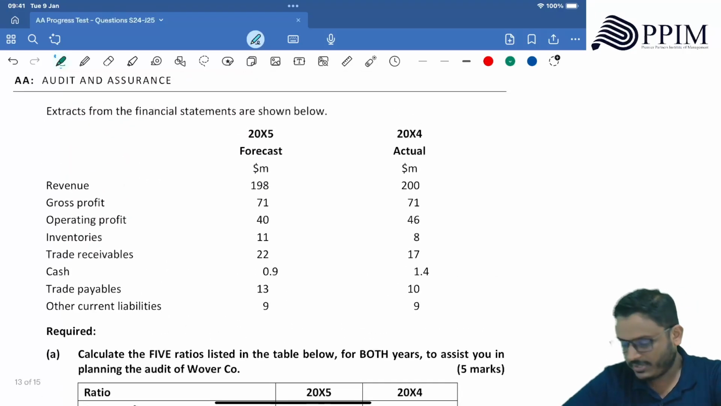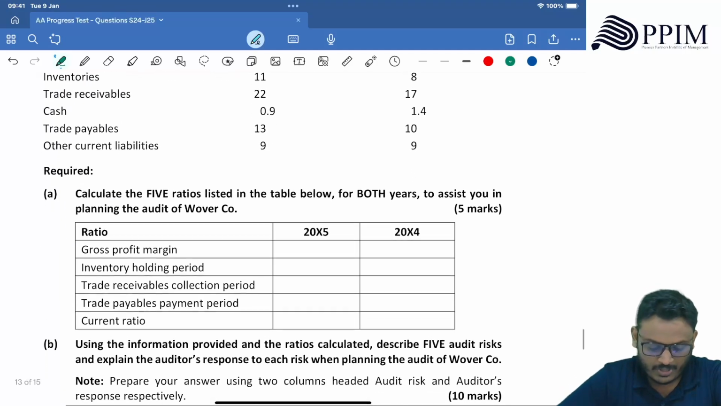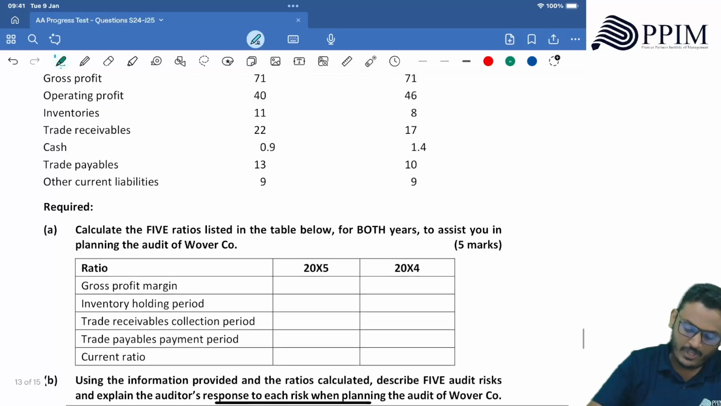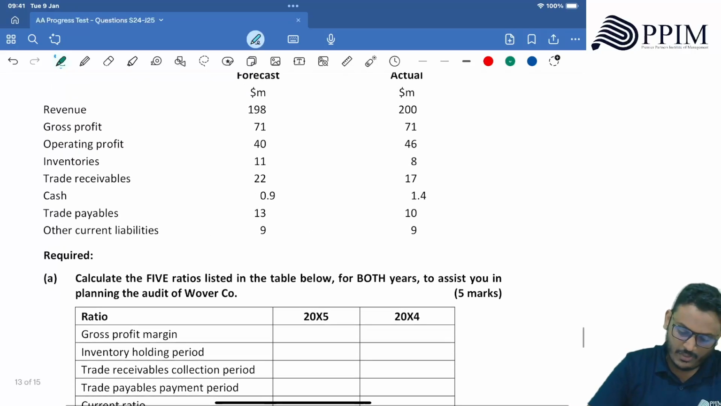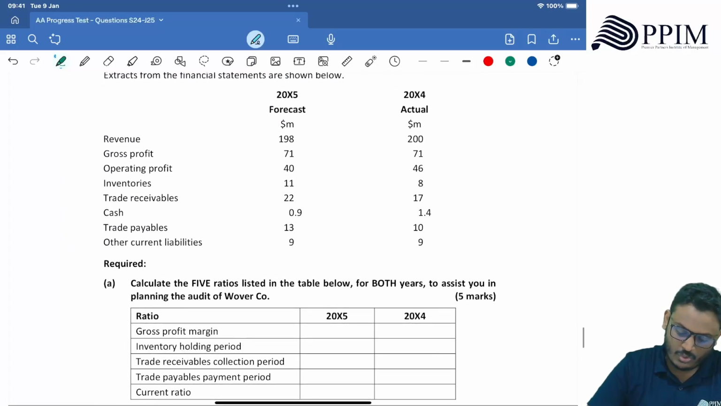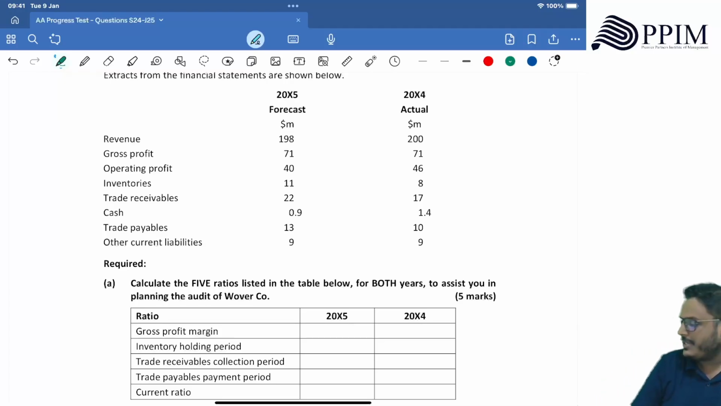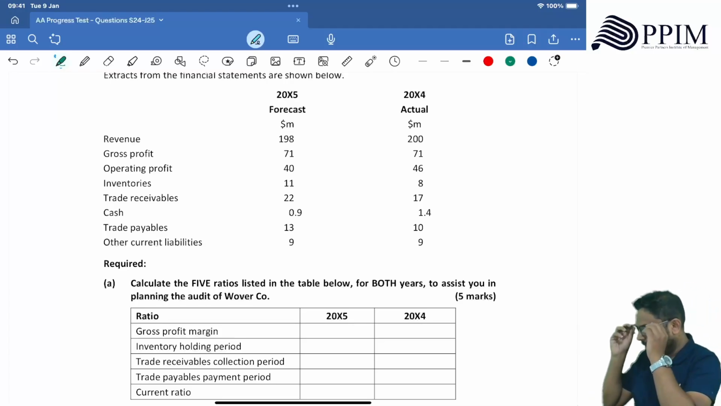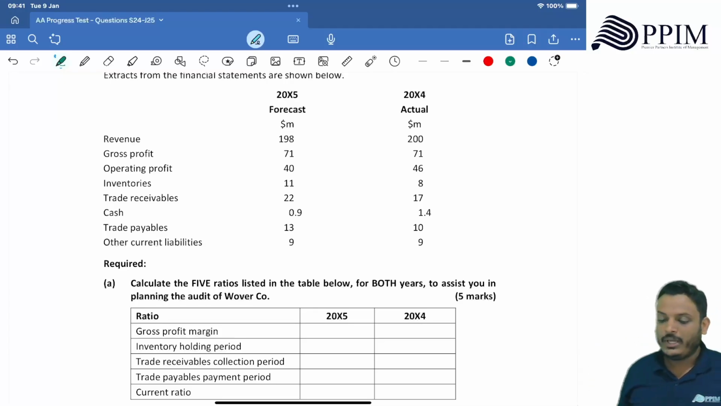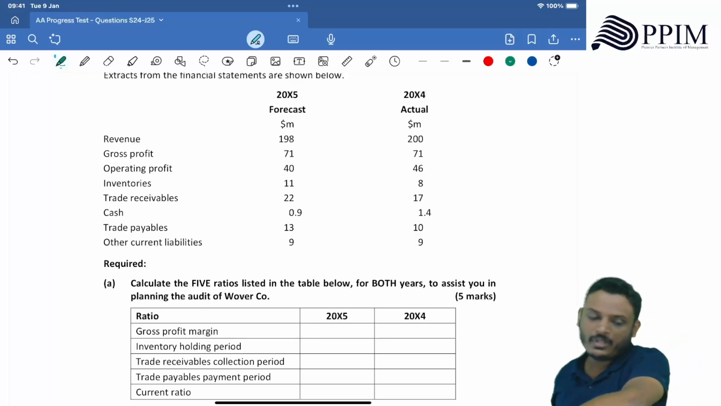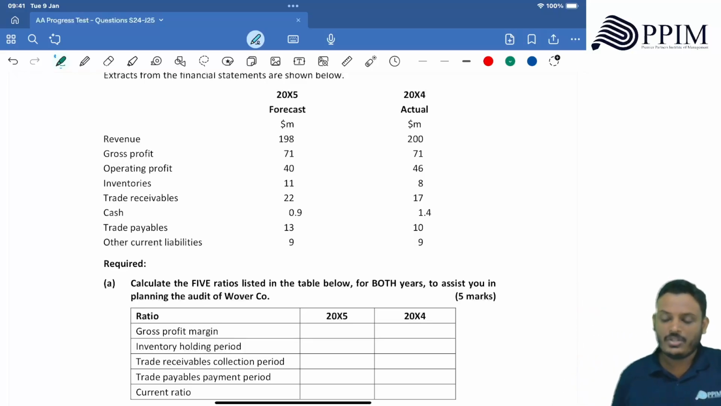So, ARP question. Part A. Calculate these ratios for 2 years, 2004 and 2005. Calculate these ratios first. Students, calculate these ratios first.